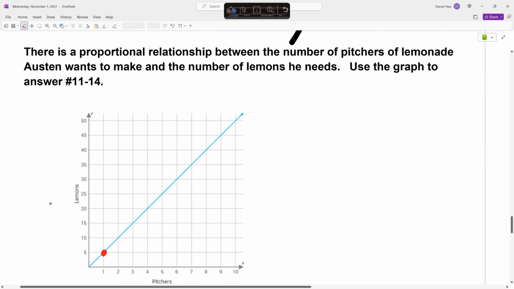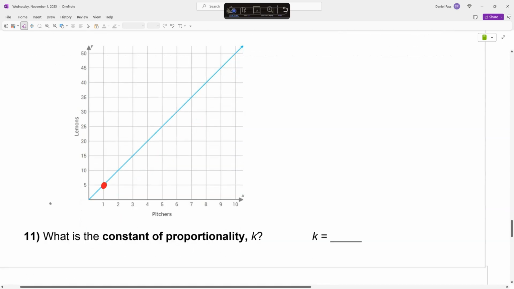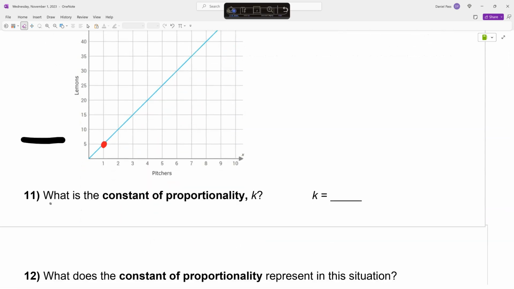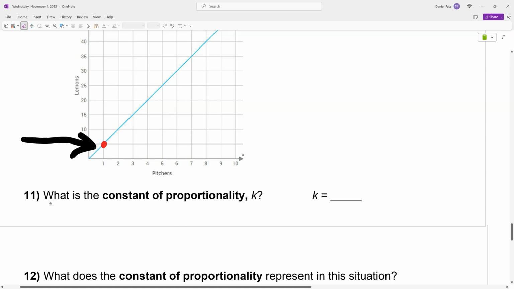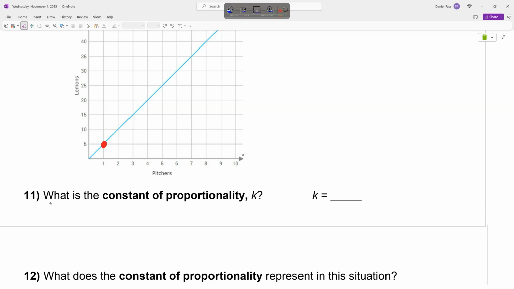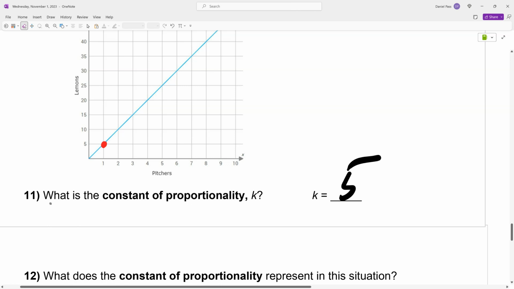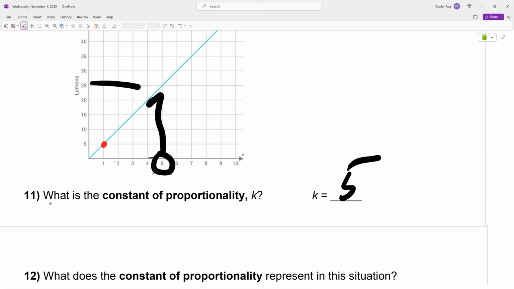Okay, so you can do the next one. A proportional relationship between pitchers and lemons. How many lemons do you need for each lemonade? I put the dot here. It somehow stayed from last year. Okay. And what is it? 5. Easy cheesy. And how do we know? We go up from 1. If there isn't a 1 in the graph, then we would have to do something like 25 divided by 5. You would still get 5.